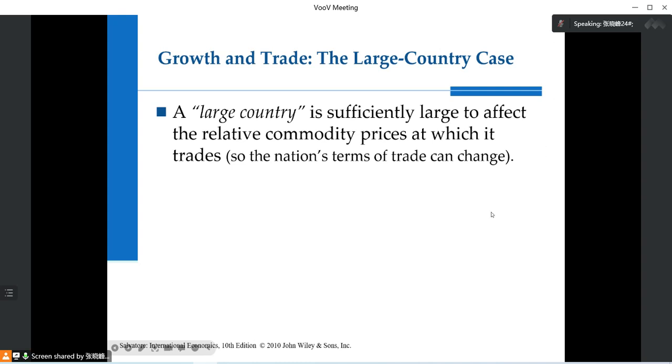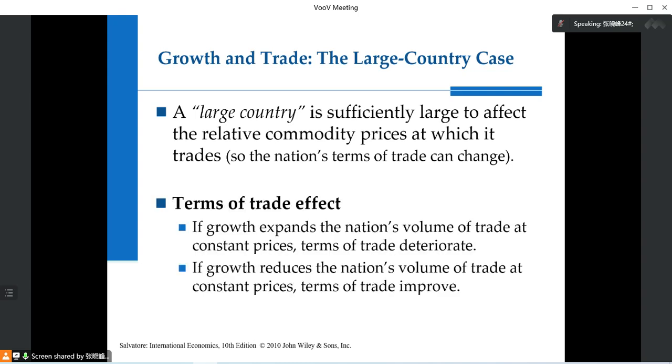Now, just now we talked about economic growth and the relations between economic growth and international trade. We took the small country as the example to illustrate that. And now we come to see what is going to take place for the large countries.